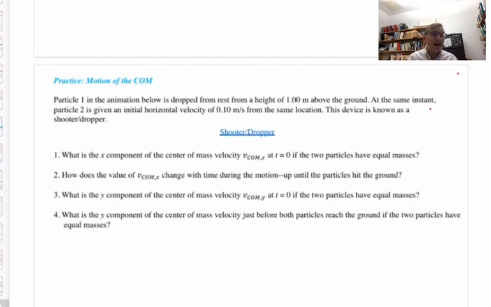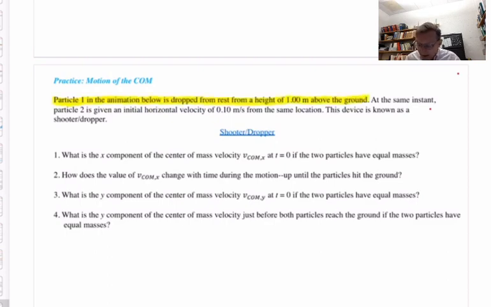But now I want to look at how the center of mass of a shooter dropper will move as the shooter and the dropper move. So now I'm going to show you the shooter dropper in a Wiley Plus animation. And that consists of two particles. Particle 1 will be the dropped one. Dropped from rest at a height of 1 meter above the ground. I'll show you the animation in a minute.